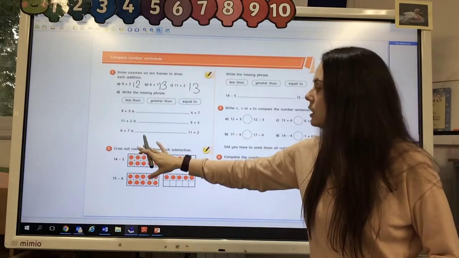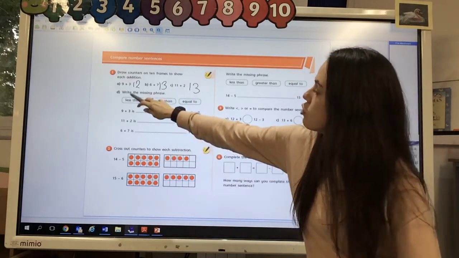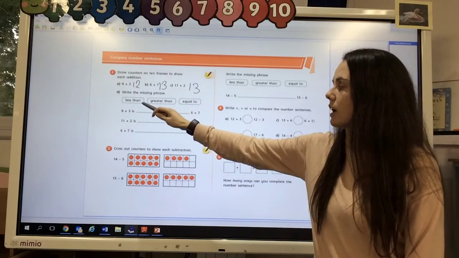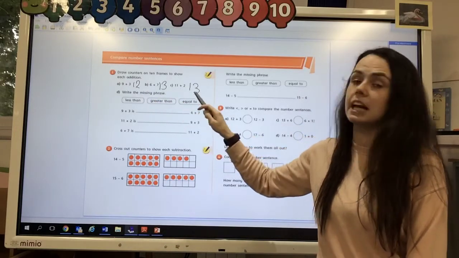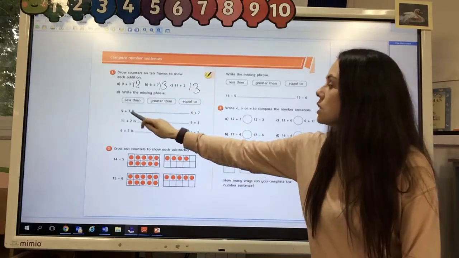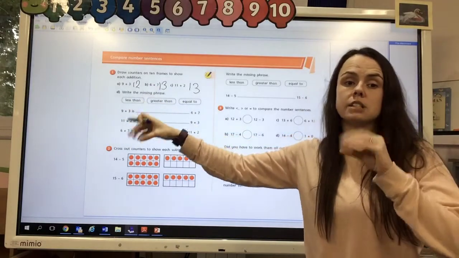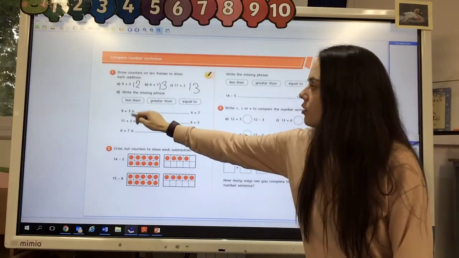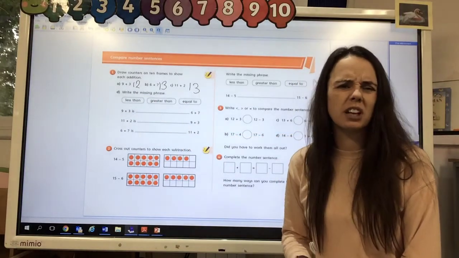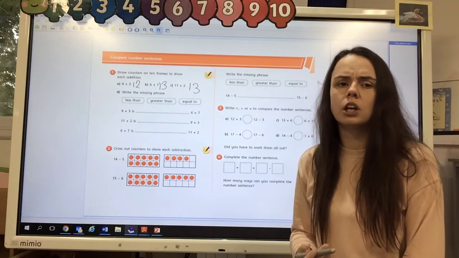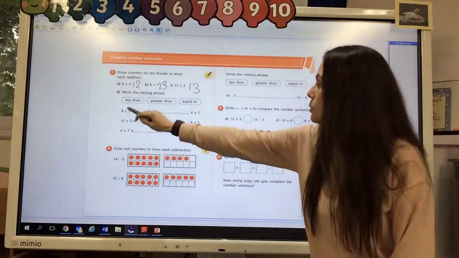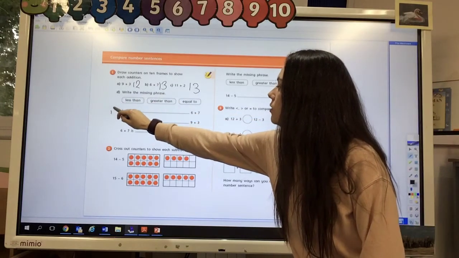Now here, what we've got, it says write the missing phrase. So in these parts here, we need to write whether it's less than, greater than, or equals to. So we need to work out both sides first before we do the writing. So 9 add 3. I think we've already answered 9 add 3. Let's have a look. Oh yes, our first one was 9 add 3. So we know 9 add 3 is 12.